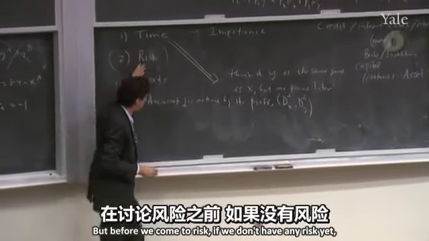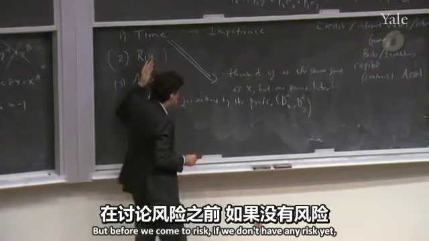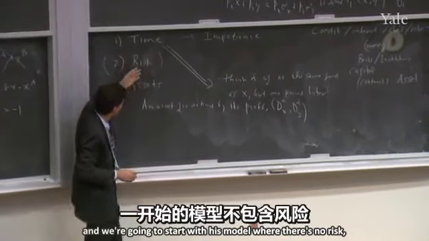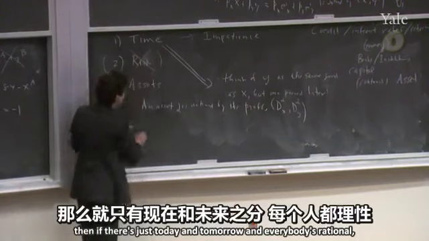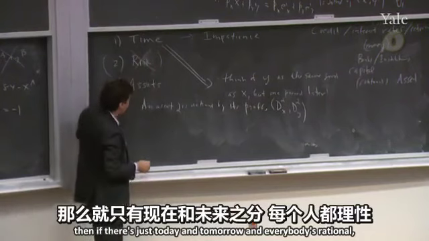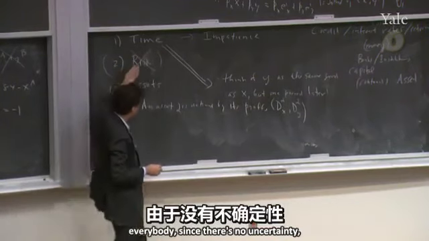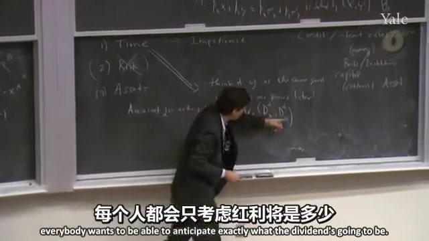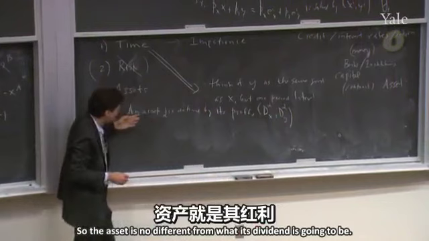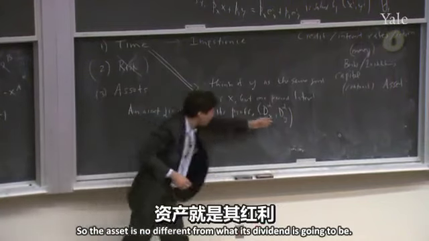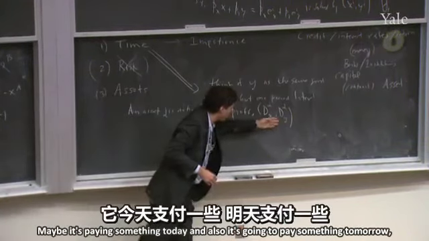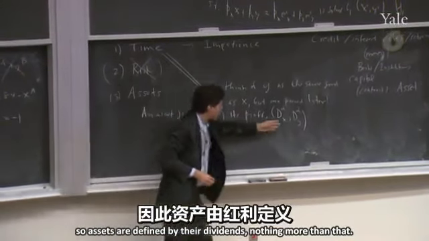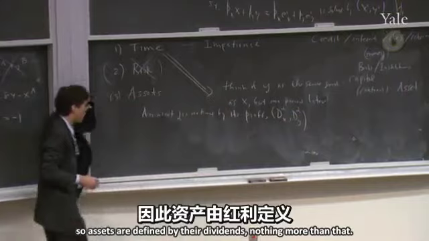But before we come to risk, if we don't have any risk yet, because Fisher didn't know how to put it in, and we're going to start with his model where there's no risk, okay, then if there's just today and tomorrow, and everybody's rational, since there's no uncertainty, everybody must be able to anticipate exactly what the dividend's going to be. So the asset is no different from what its dividend is going to be. Maybe it's paying something today and also is going to pay something tomorrow. So assets are defined by their dividends, nothing more than that.